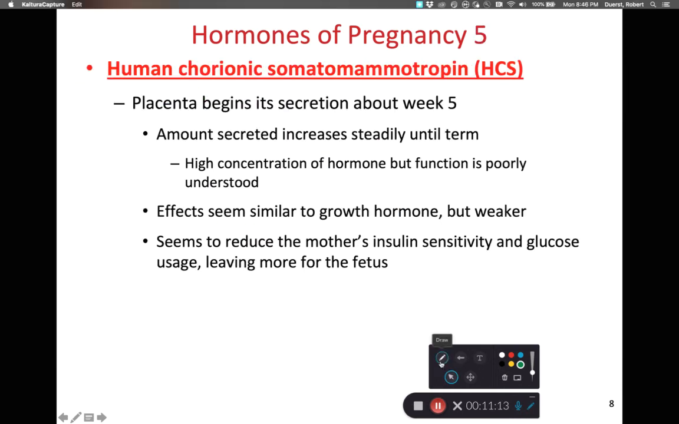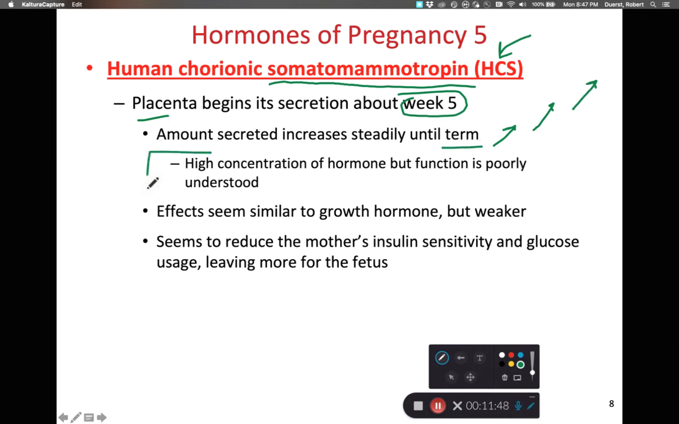Now, as we think of human chorionic somatomammotropin, that's a tongue twister, somatomammotropin. It's abbreviated as HCS in your text, sometimes also abbreviated as HCSM. This is a hormone that is going to be released by the placenta. It begins secretion from the placenta around week 5. And this is going to steadily be upregulated and increase in concentration until birth, until pregnancy has gone full term.